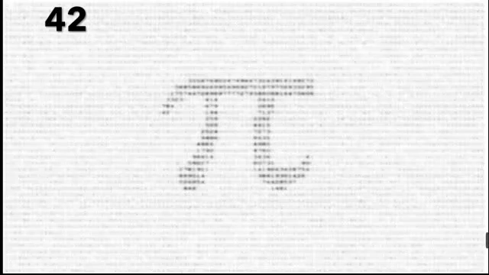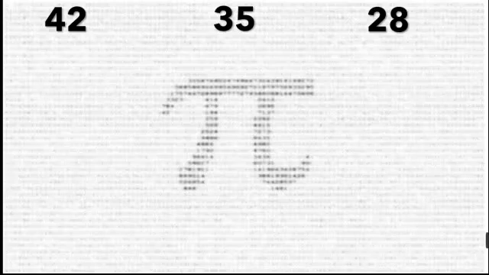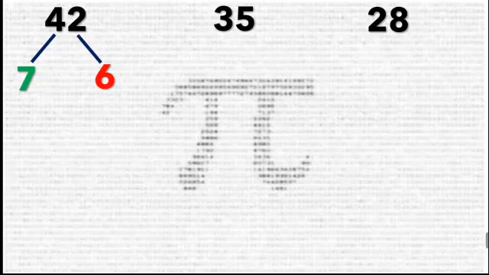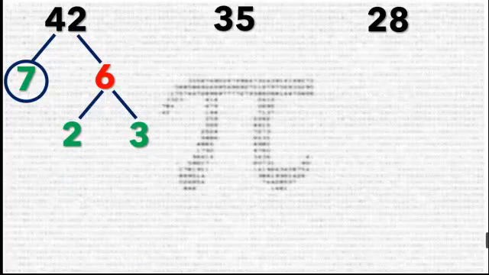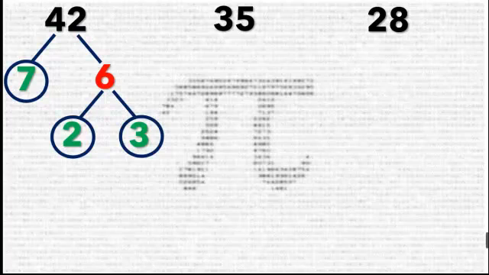Let's see another example. I have now 3 numbers, 42, 35, and 28, and I want to find the HCF for the 3 numbers. Again, I'm going to factorize each one of them to its prime numbers. 42 is factorized into 7 times 6. 7 is a prime number. 6 is not a prime number. I'm going to factorize it again into 2 and 3. So here 2 is prime and 3 is prime. I finished factorizing 42.